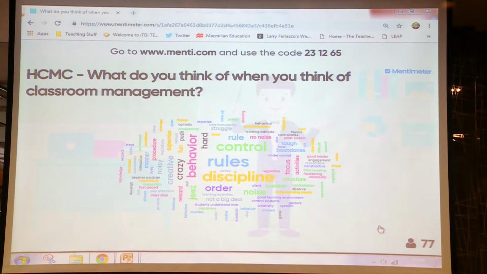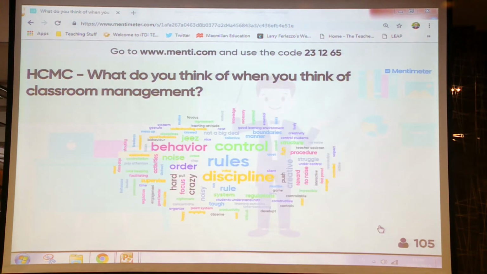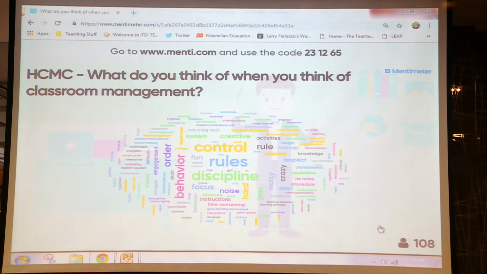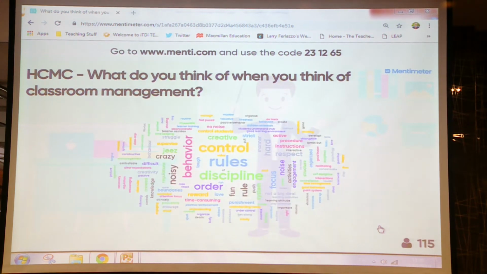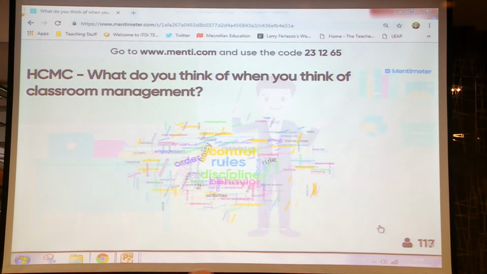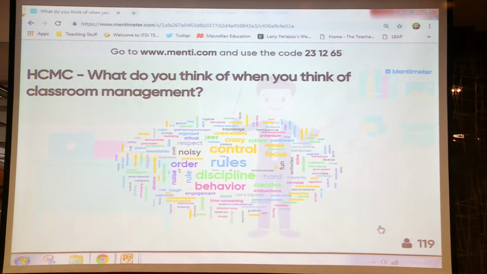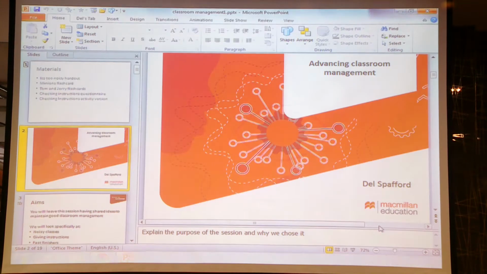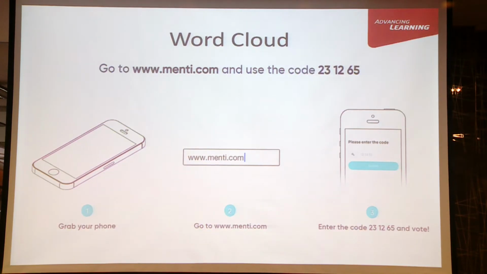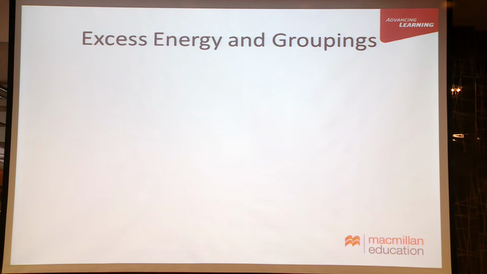So we can see there's big words in the middle: behavior, rules, discipline, order. These kind of words are coming through. And I think if we look at Hanoi, when I did this in Hanoi, they had a similar kind of idea.